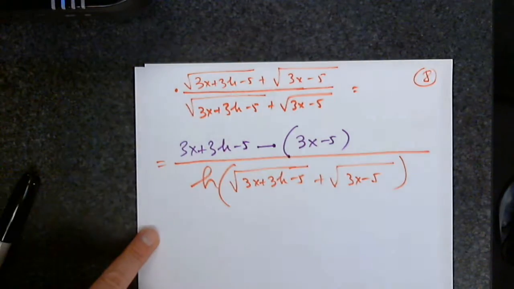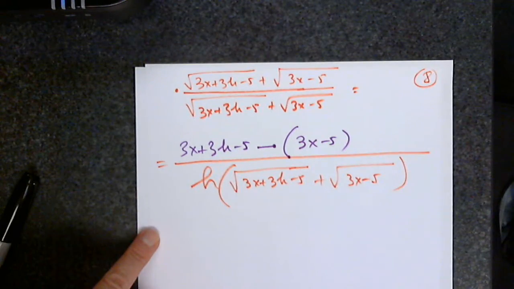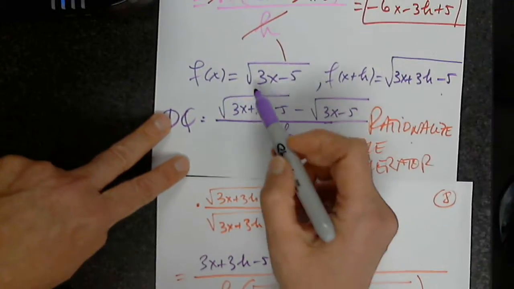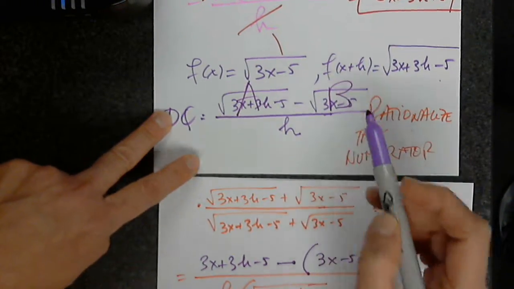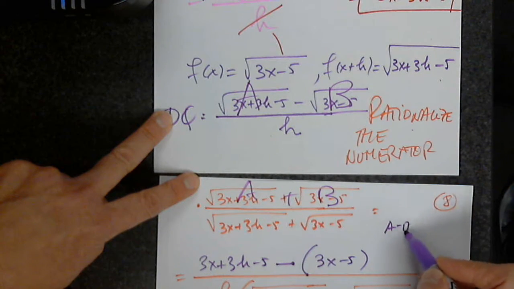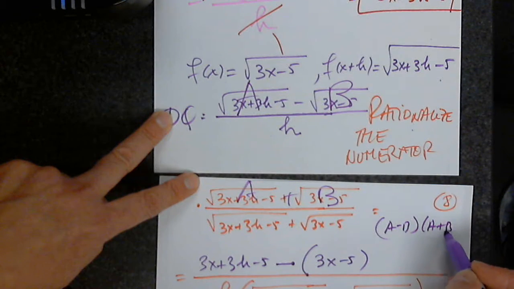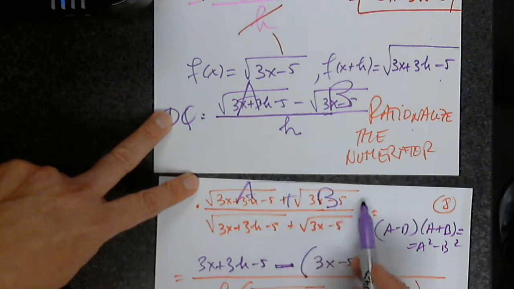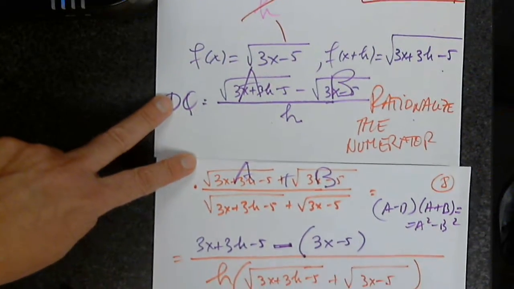Any questions on this step? Is this clear? So this is like a minus b, and this is like a plus b. So a minus b times a plus b is a squared minus b squared. a squared is this, minus b squared is this. Is that better?